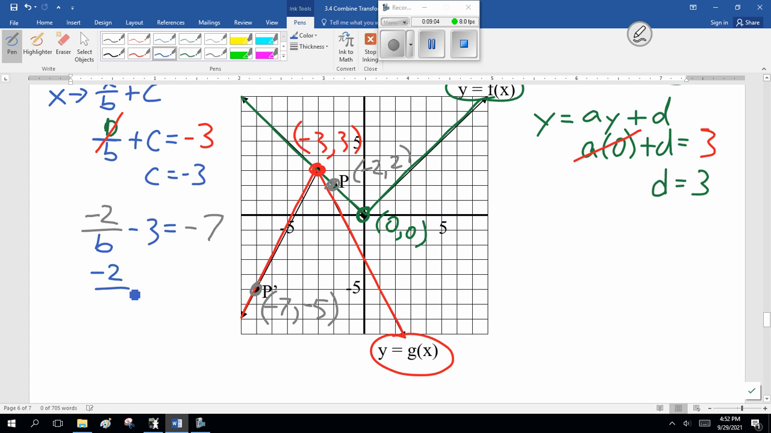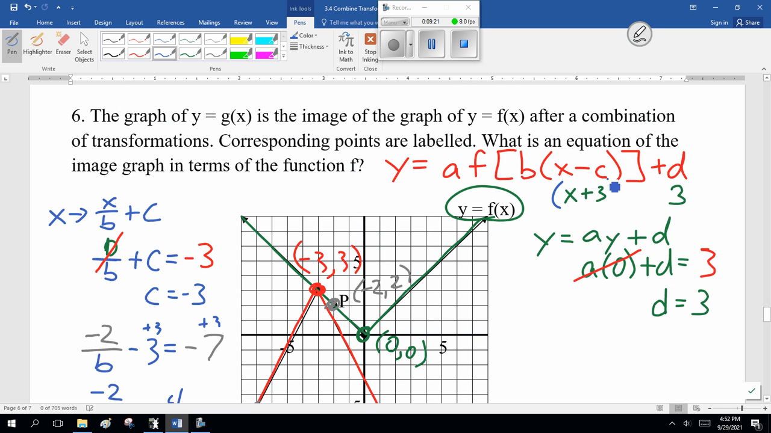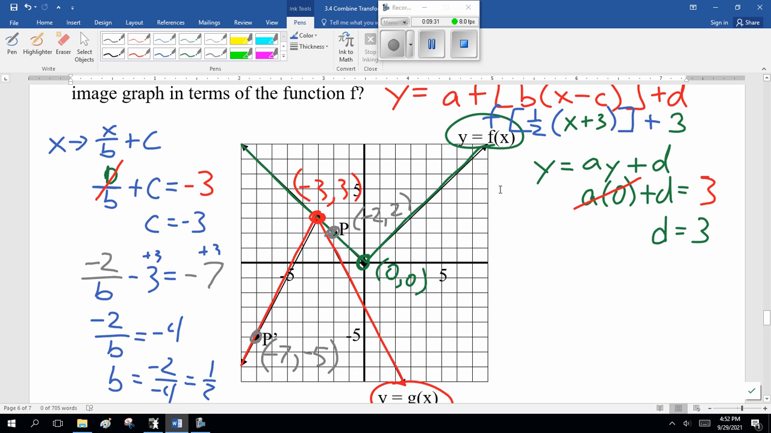Minus 2 over b. Add 3 to both sides. Equals minus 4. So b equals minus 2 over minus 4. Cross multiply, which is 1/2. Okay? So this is 1/2. And the only thing we haven't figured out is a. How do we figure out a? Well, we do the exact same thing.